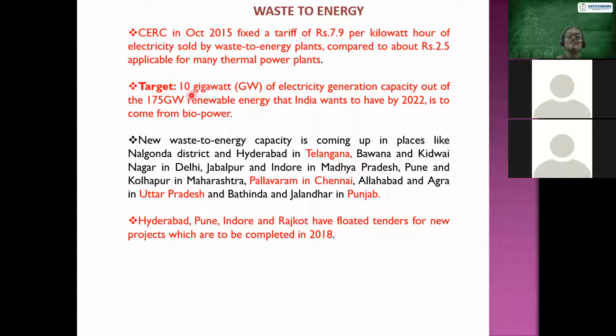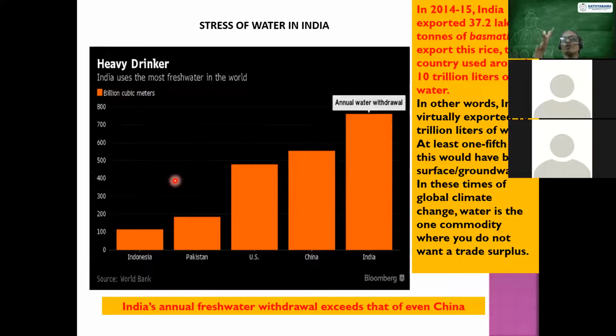They were saying that we are to generate 10 gigawatt of electricity generation capacity out of 175 gigawatt of renewable energy by 2022. So we are generating 10 gigawatt from biogas. These are the waste to energy plants available all over India: Telangana, Hyderabad, Delhi, Madhya Pradesh, Pune and Kolhapur in Maharashtra, Pallavaram in Chennai, Allahabad and Agra in Uttar Pradesh, and Punjab. Around 10 gigawatt from biogas, biopower we are generating.